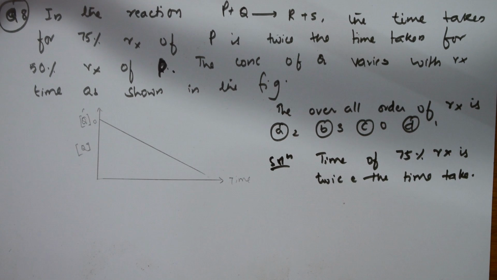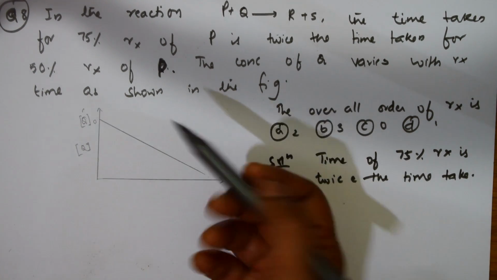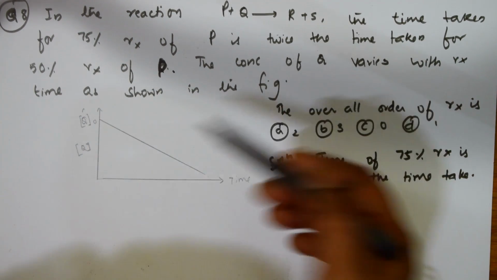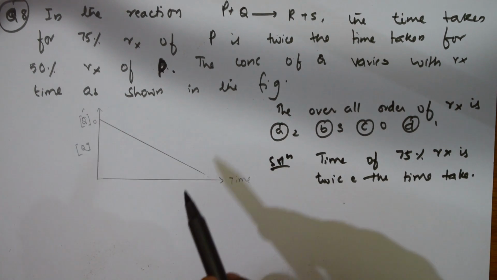Let's come back and do the 8th question. So first of all, what did they give us? They've given us a rate equation in a chemical kinetics question. So I've just written the question here again. Let me read. In the reaction P plus Q gives R plus S, the time taken for 75% reaction of P is twice the time taken for 50% reaction of P.